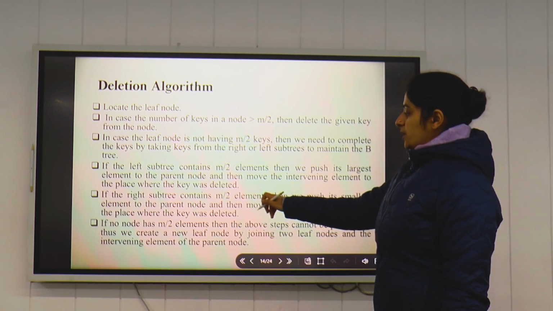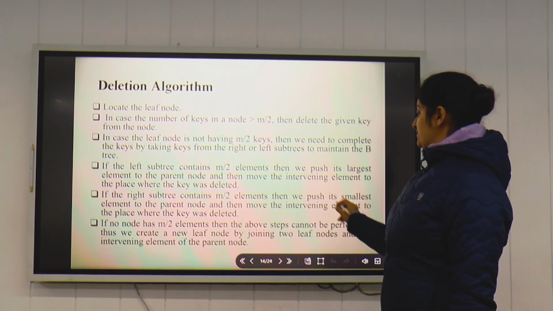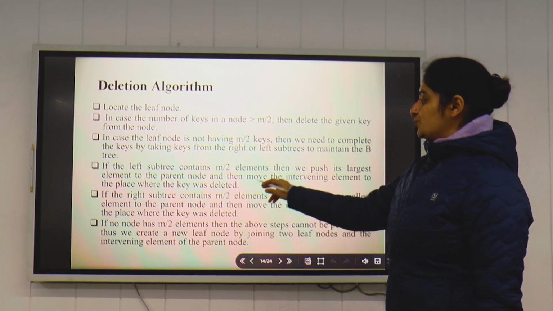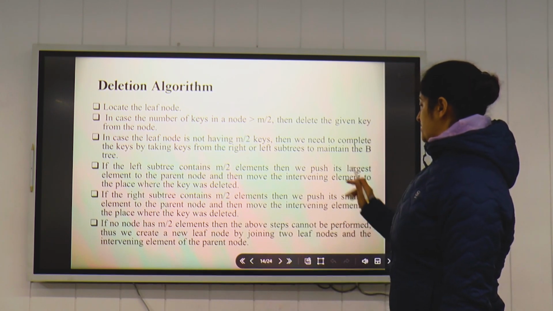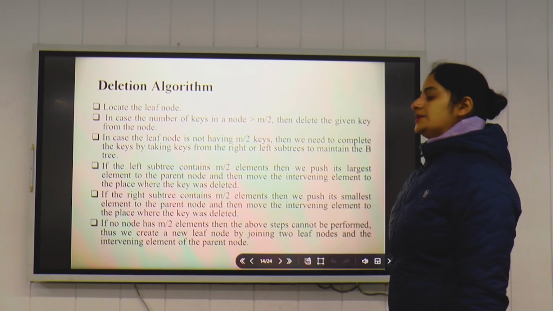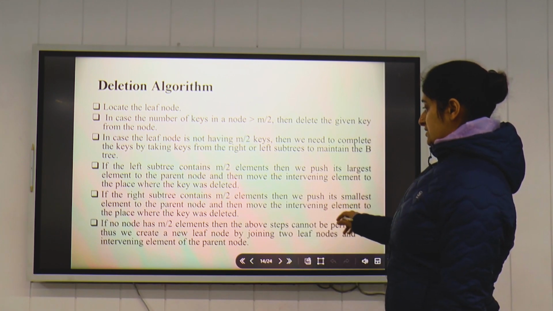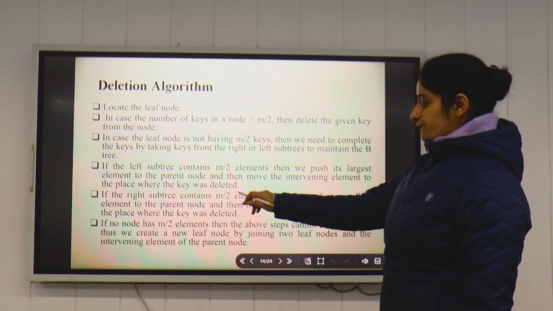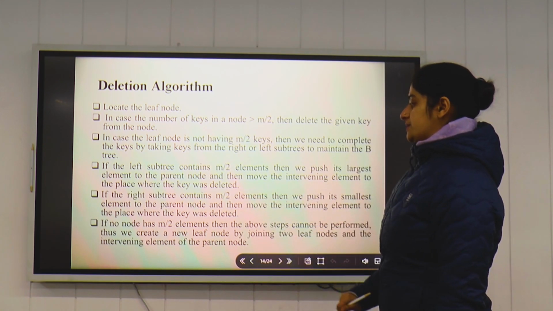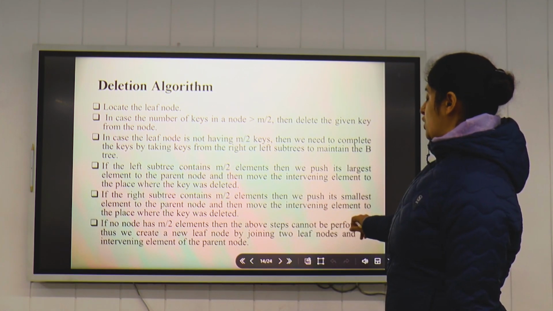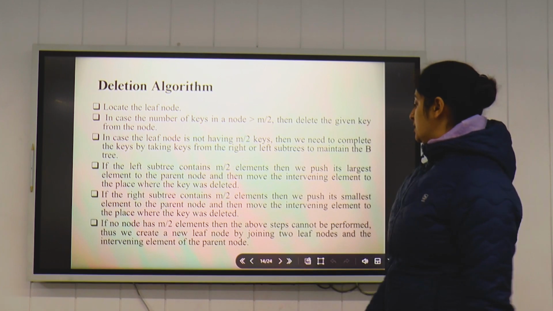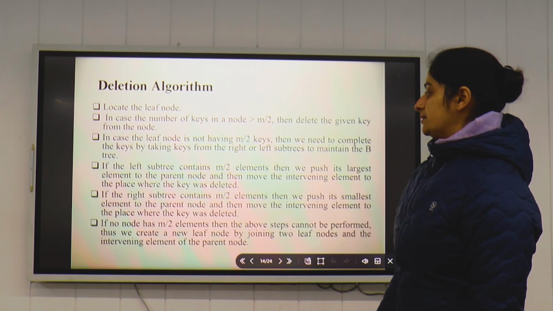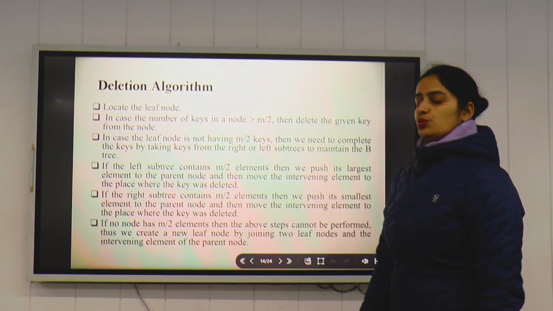If the right subtree contains m by 2 elements, then we push its smallest element to the parent node and then move the intervening element to the place where the key was deleted. So this is our third condition. If no node has m by 2 elements, then the above steps cannot be performed. Thus we create a new leaf node by joining 2 leaf nodes and the intervening element of the parent node. What does it mean?